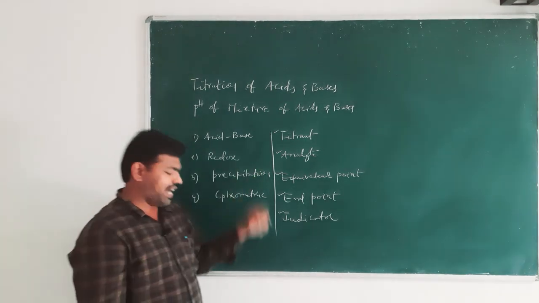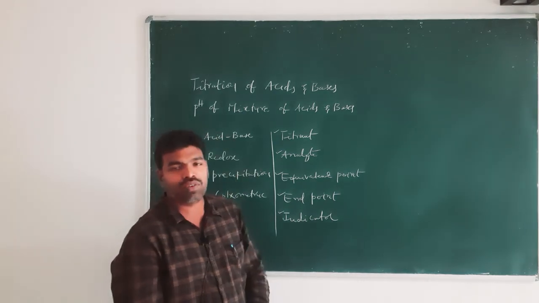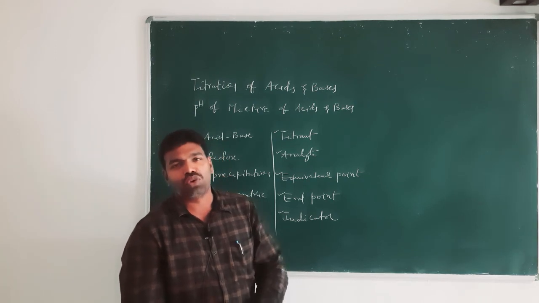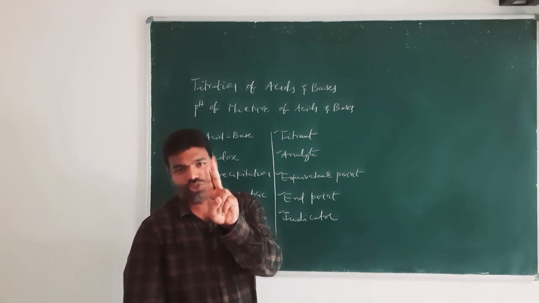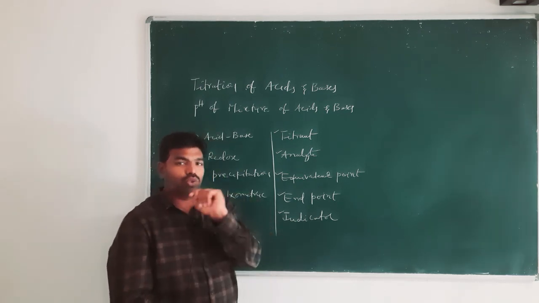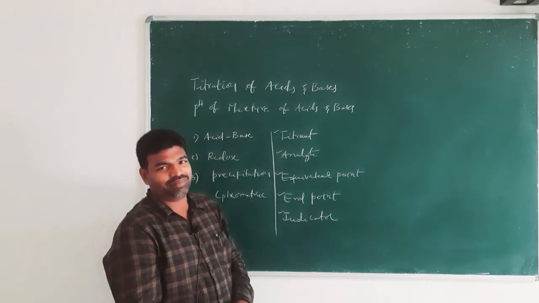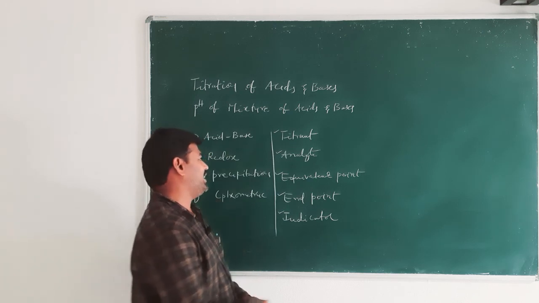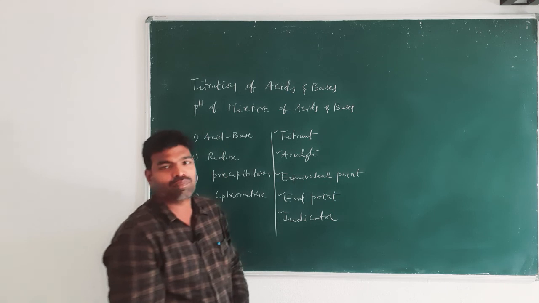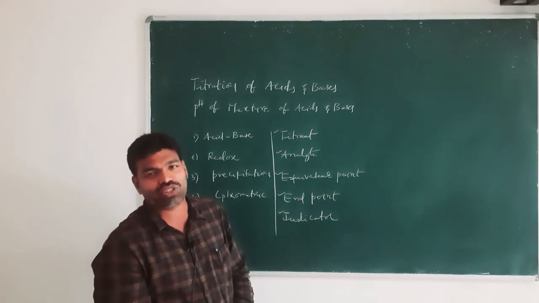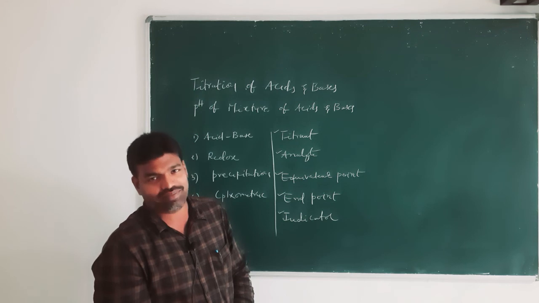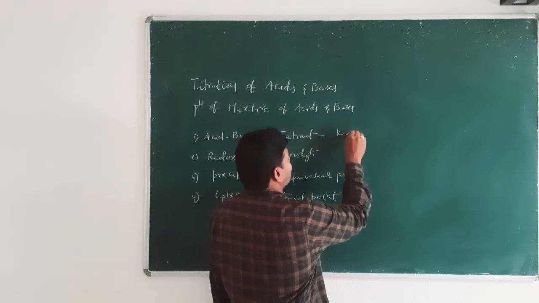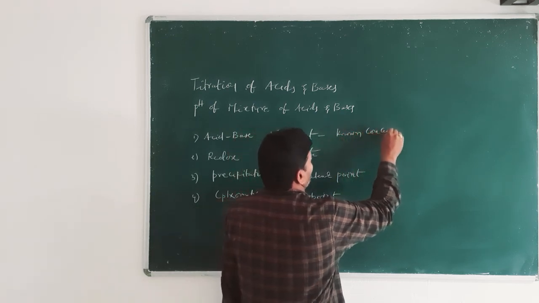By the definition of titration, we came to know that titration involves two solutions. Of those two solutions, one is the titrant and the other one is the analyte. What is meant by titrant? Titrant is the solution of known concentration.